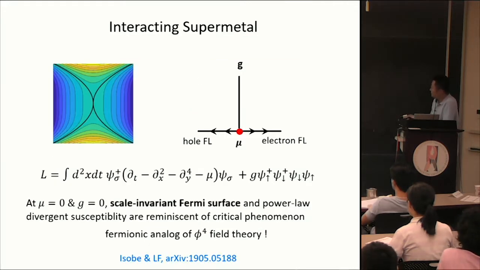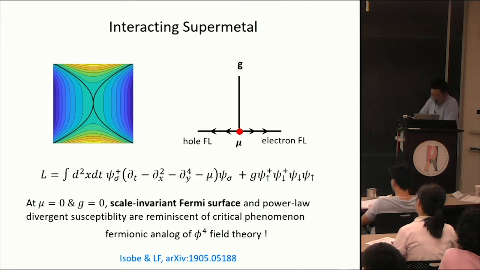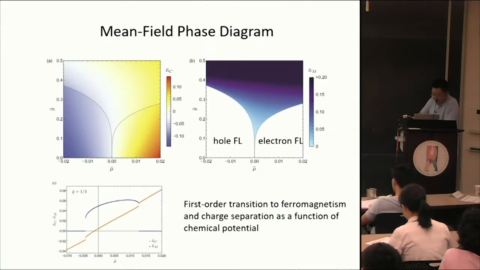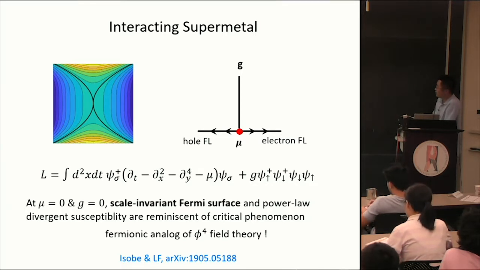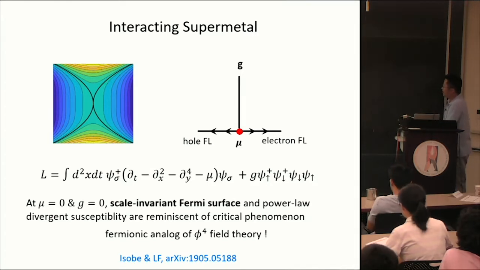So then, to study these effective fluctuations, we now look at this full theory, which has a high order Van Hove singularity. The dispersion is quadratic in one direction, quartic in the other direction, and mu is the chemical potential. And now let's add a contact interaction, a point interaction between spin up and spin down electrons. We're going to treat this as a quantum field theory and analyze its behavior using the renormalization group method.